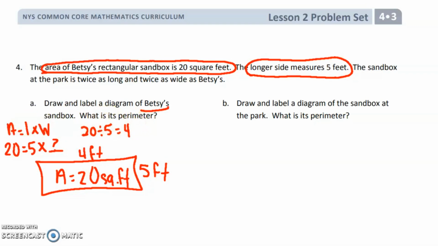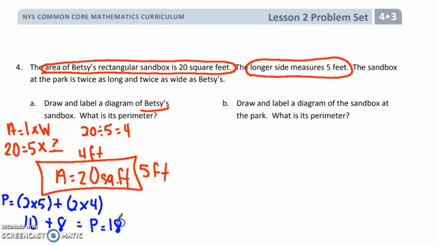All right. Now, they are asking what is its perimeter. For perimeter, we know it's 2 times the length, so we're going to write it here. Perimeter equals 2 times the length, which is 5, plus 2 times the width, which is 4. Then we're just going to find the perimeter. That's 2 times 5, which is 10, plus 2 times 4, which is 8. And so the perimeter is 18.